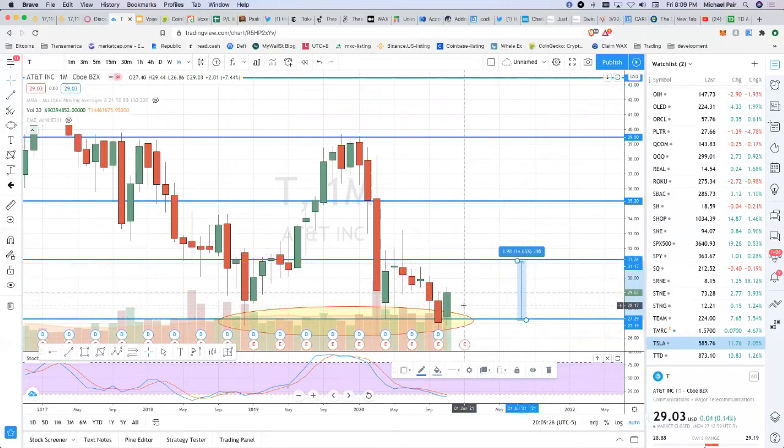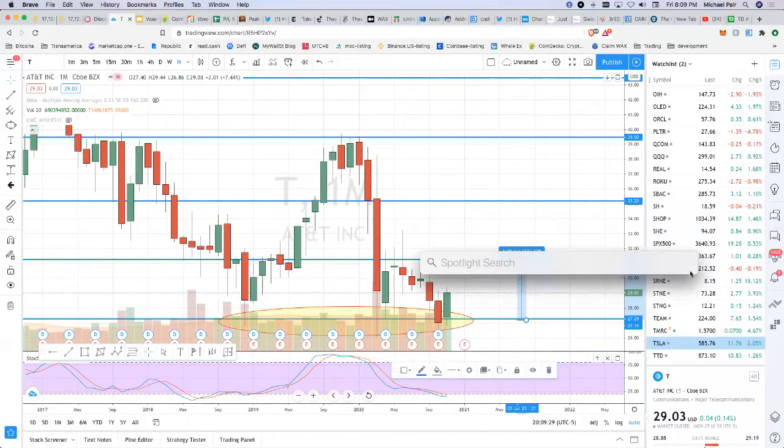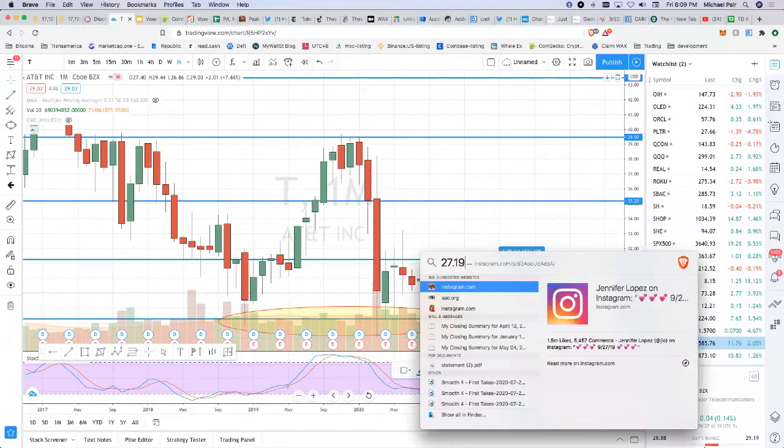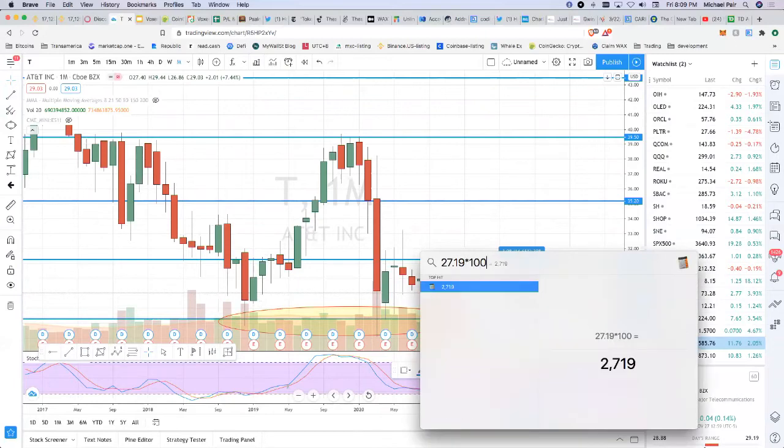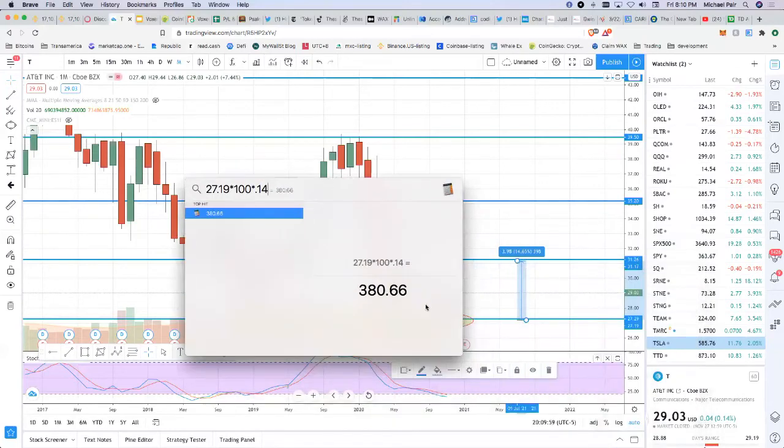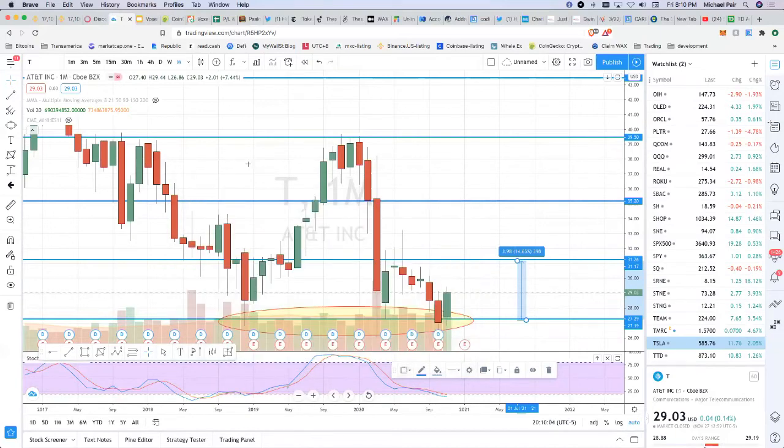So you just say, okay, hey, if you get 27.19 times 100, it costs you $2,700, and if you made 14% on it, you make $360 on that $2,700. That's what 14% of $2,700 represents. That's a good trade. I think I'm going to put an order in for that.